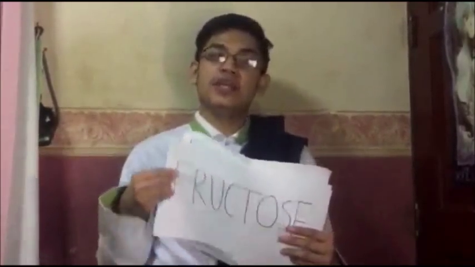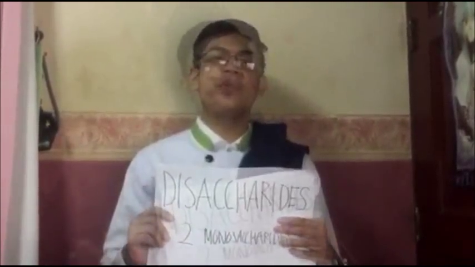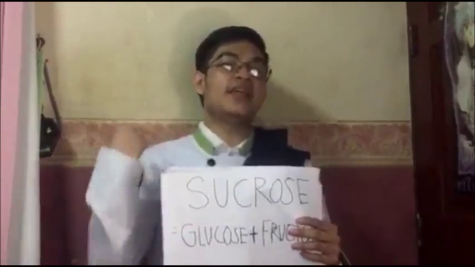Now, in monosaccharides, there are disaccharides. These are two monosaccharides put together. An example is sucrose. Sucrose is glucose plus fructose. Now, there are monosaccharides and disaccharides.